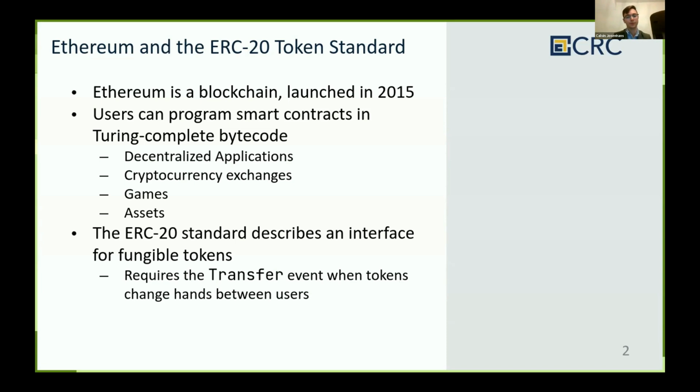Notably, the ERC-20 standard requires a transfer event to be emitted to the blockchain whenever tokens are exchanged between users. And this will be used to construct the graphs of tokens that we see in a bit.